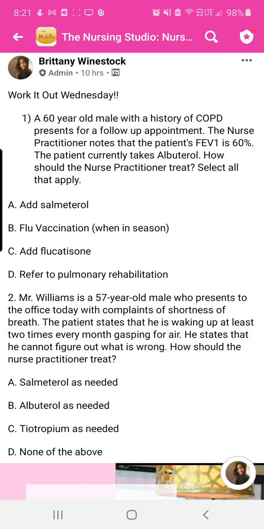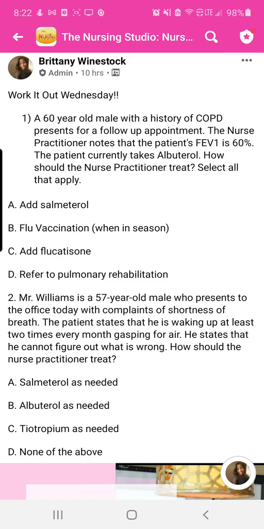Then you give them a flu vaccine if it's flu season. And then you refer them to pulmonary rehab as well. So in this case, albuterol is a SABA. So then that means we want to add in a LABA. So that means A would be our LABA because salmeterol is a LABA.